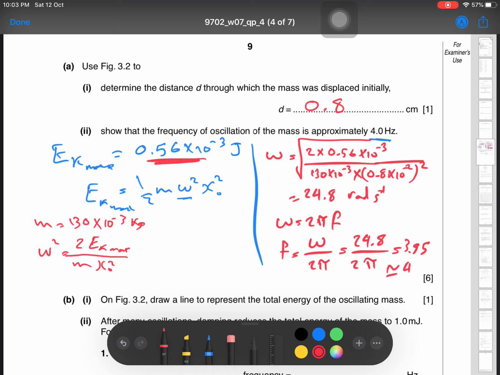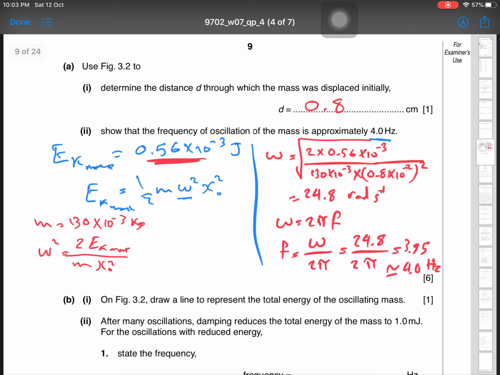approximately 4.0 hertz. So the frequency is 4.0 hertz, as the examiner asked us to find. So we found it, the frequency. 6 marks for this part. And then we are going to move to the other part.